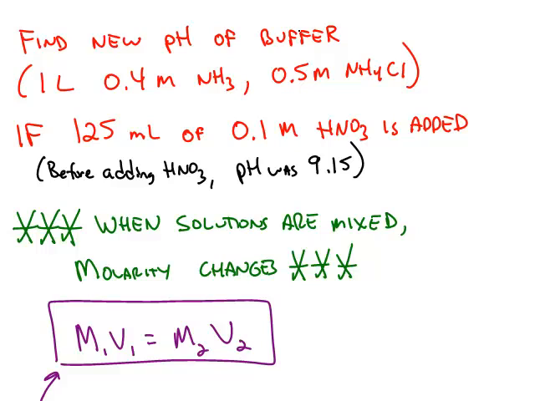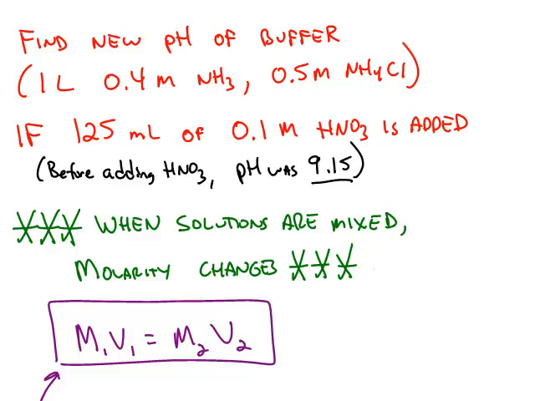Here's a problem where we have a buffer, the same buffer we worked a little while ago, that we found the original pH of this buffer was 9.15. But now we're going to add 125 milliliters of 0.1 molar nitric acid. Now, because we're mixing two solutions together, the molarities of each solution will change.